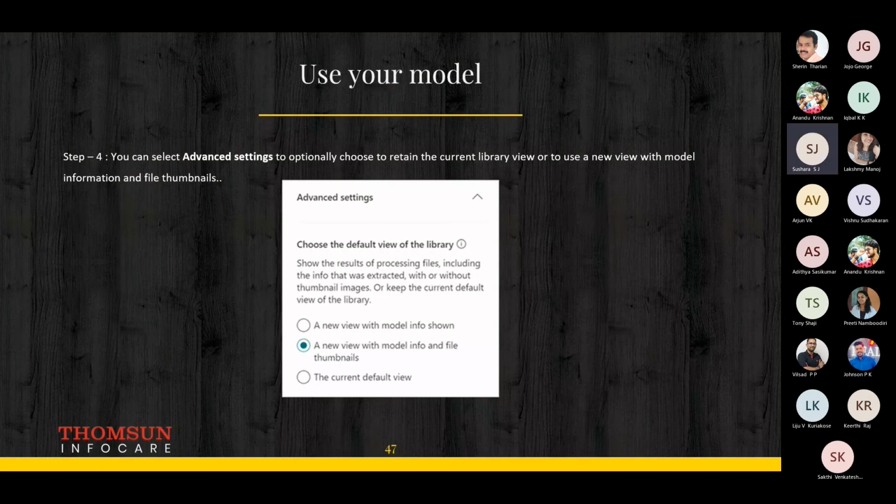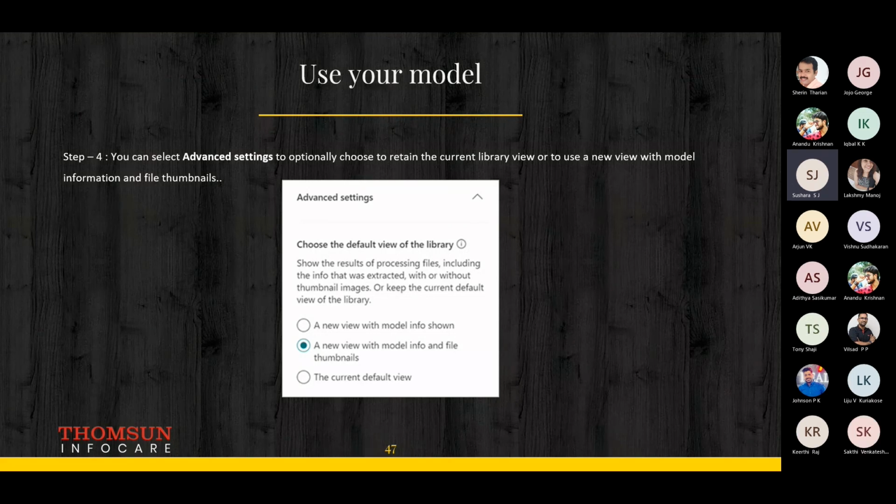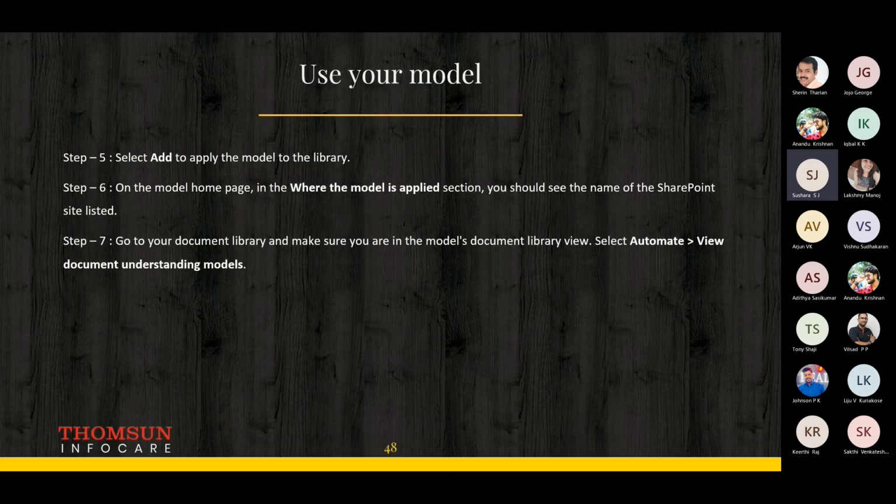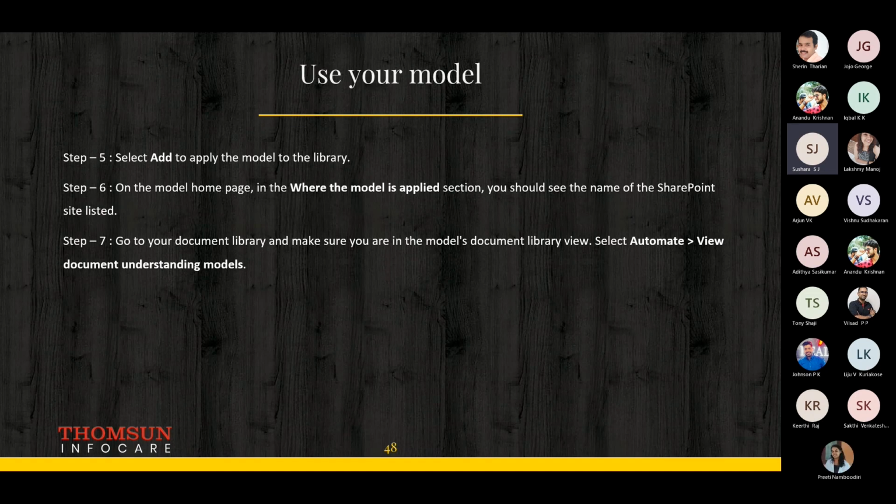And you can select the advanced settings to optionally choose to retain the current library view or to use the newly created view with the model information. And then select add to apply the model to the library. On the model home page, in the where the model is applied section, you should see the name of the SharePoint site listed. Then you have to go to the document library to make sure that your model's document library view is there.